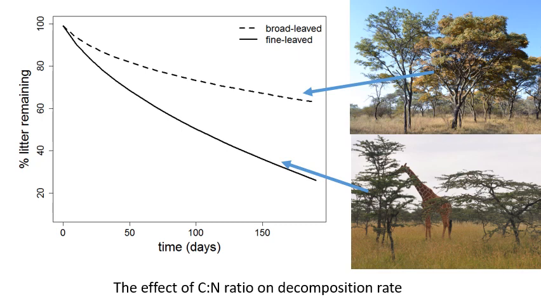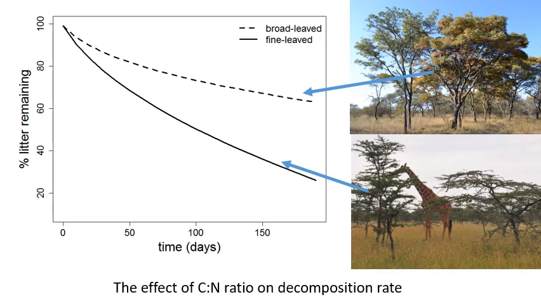So what the researchers did is they gathered some litter from the broadleaf trees, some plant litter, some dead leaves, and they gathered some litter from the fine-leaf trees. And they put them on the ground and they saw how long it took for that litter to decompose. So every week they went back and weighed the litter to see how much of it was still there and how much of it had decomposed.